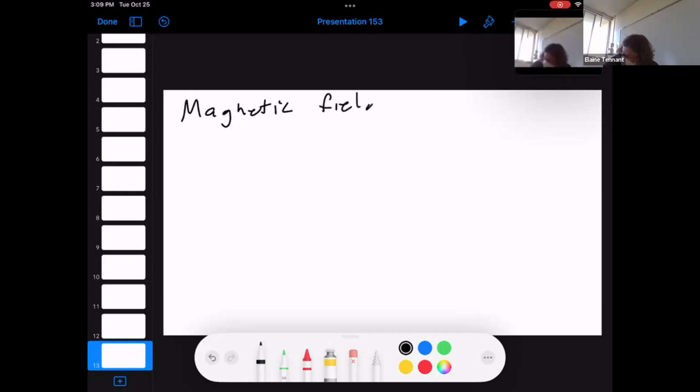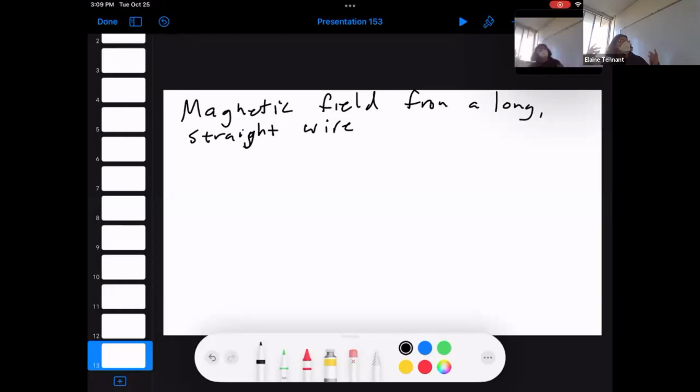So on Thursday, what we're going to do is find equations of magnetic fields due to different configurations of wire. We're going to start with what's actually going to be the most difficult one, but it's the simplest situation: I just have one long straight wire, and we're going to figure out the magnetic field of that. We're also going to do, of course, a loop.